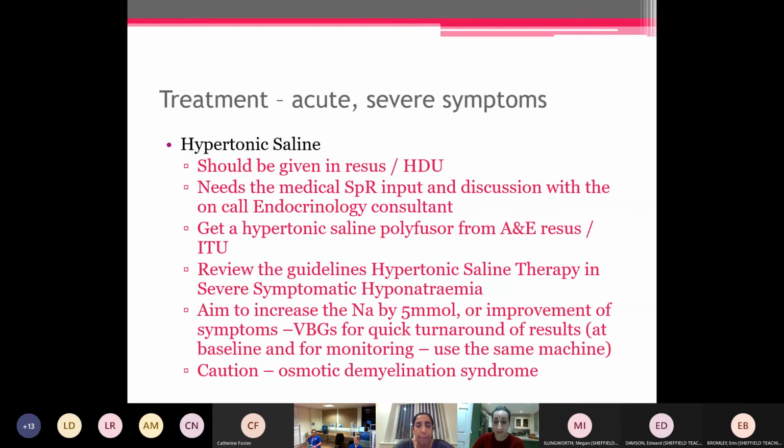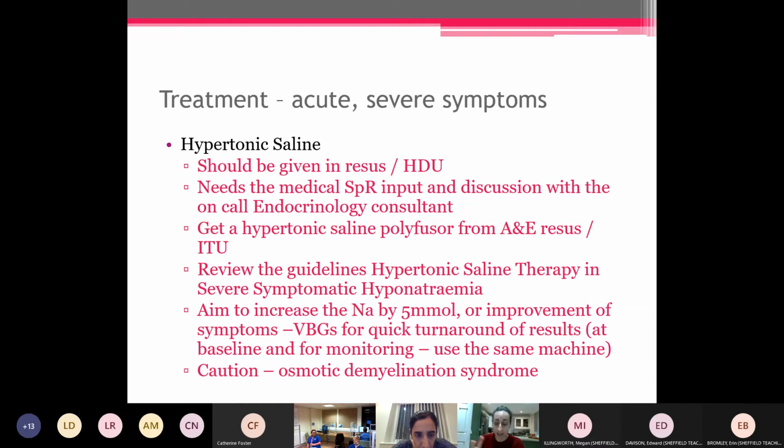So those with acute severe symptoms, these are the ones that need escalating. So, the ones that are profusely vomiting, dropping the GCS, or seizing. They need hypertonic saline. So with these patients, especially if they're seizing, that 4-2's put out, and we need to be getting everyone there because we need to sort this out pretty quickly. Hypertonic saline, you can get it from A&E resus or ITU, but it should be given in resus or in level 2 or 3 care.